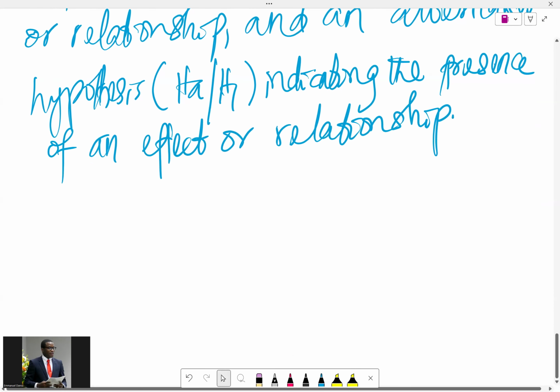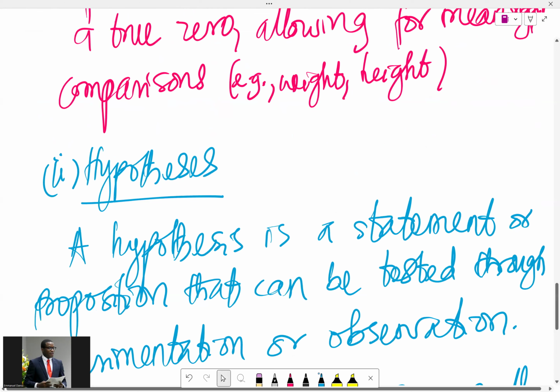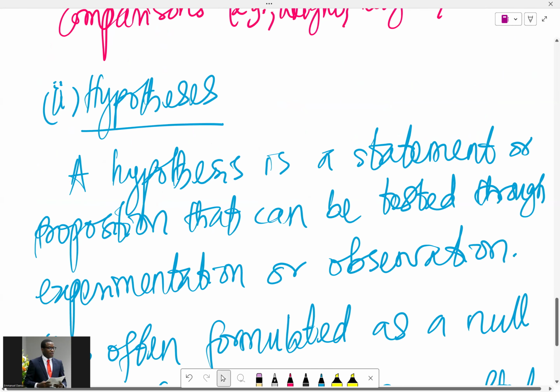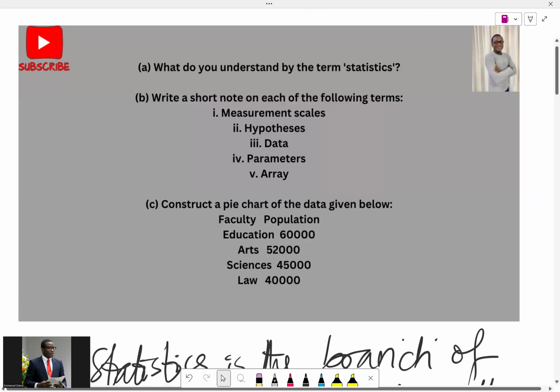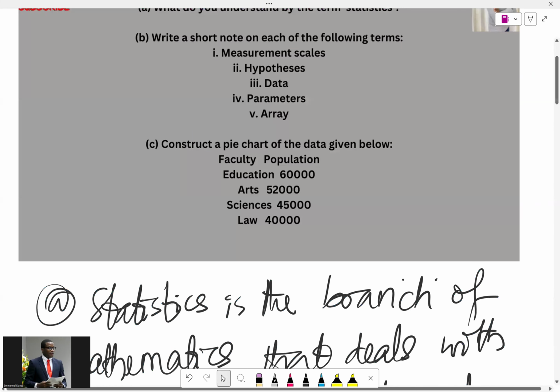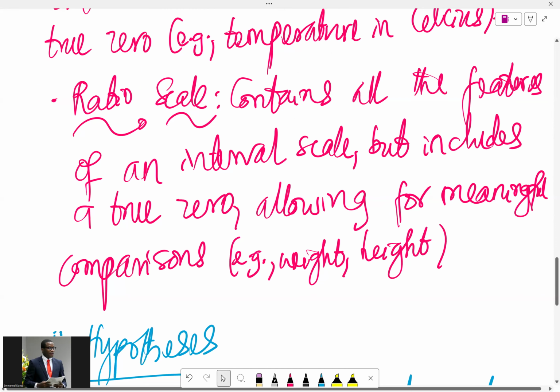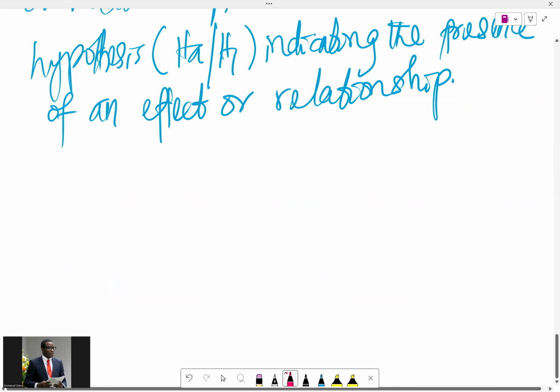Okay, so that goes for number two, Roman figure two, hypothesis. Then three, measurement scales. Data is the third thing, parameters for arrays five. So let's talk about data next. So data is number three. So what do we have to say about data?